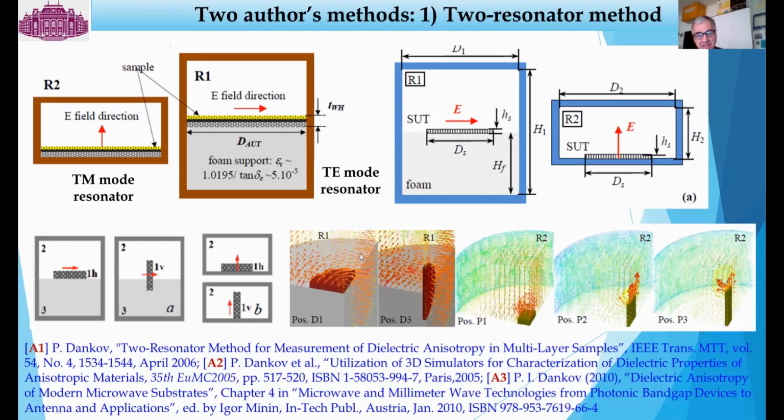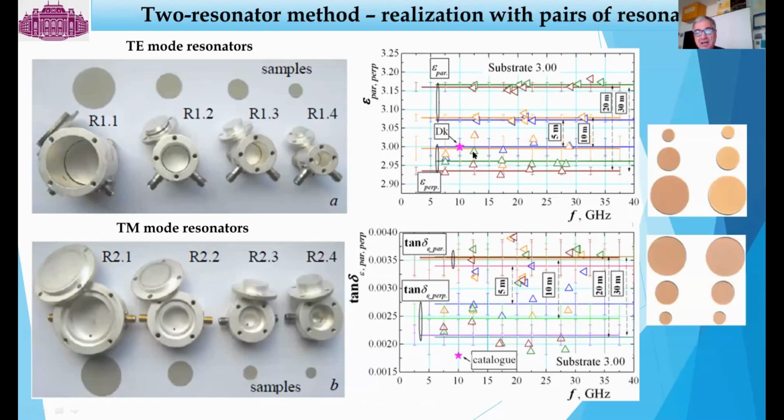This is a very good method to give us very valuable information for many materials. We have accumulated data for more than 1,000 types of materials. Here you see the picture of several resonators for resonance frequencies from 5 up to 40 gigahertz and beyond.